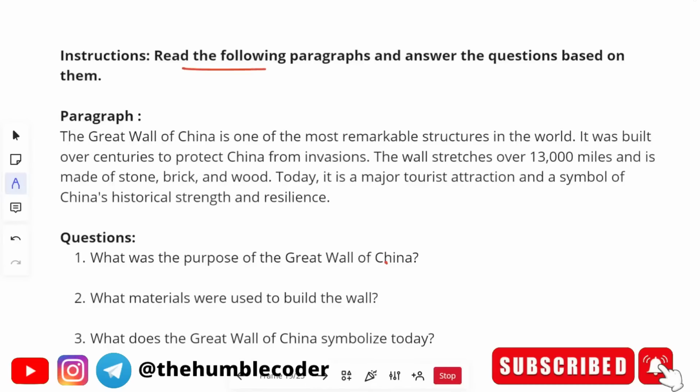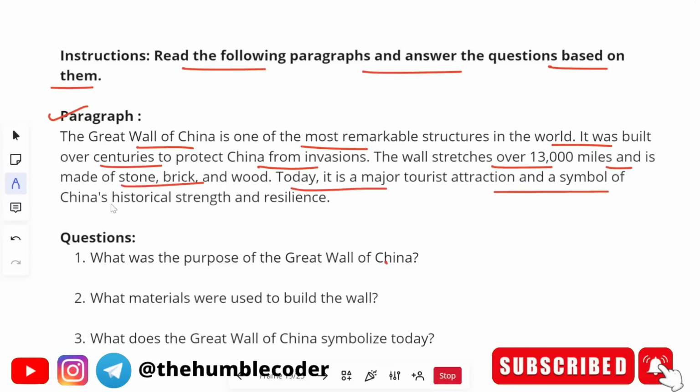Read the following paragraph and answer the question based on them. Okay, so we have a paragraph given to us. What we need to do is, based on this paragraph, there are some questions. We need to answer those questions. Let's attempt this question. First, let's read the paragraph. The Great Wall of China is one of the most remarkable structures in the world. It was built over centuries to protect China from invasions. The wall stretches over 13,000 miles and is made of stone, brick, and wood. Today, it is a major tourist attraction and a symbol of China's historical strength and resilience.